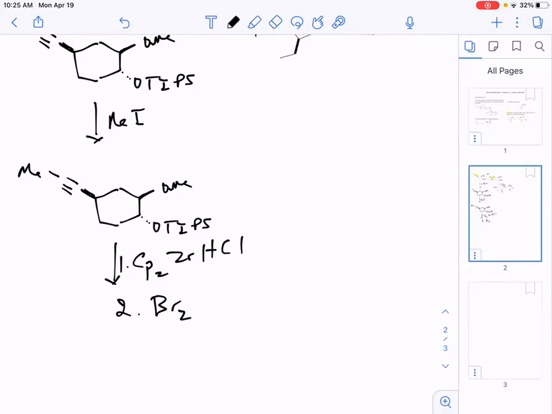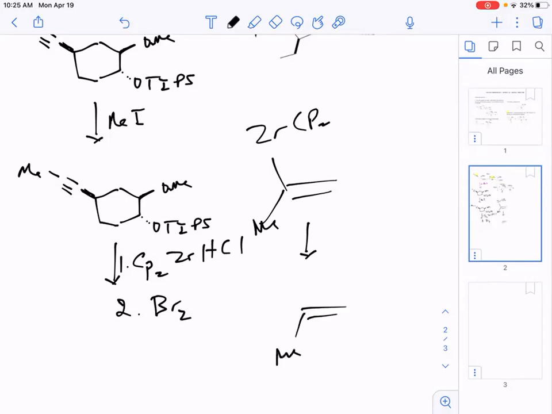Does it give you an alkene? Yeah, it'll give you a vinyl zirconocene, right? You're going to get this, where the zirconium is there, and then the methyl group will be here. And then you can take that vinyl zirconocene and treat it with bromine to convert it to the bromide.